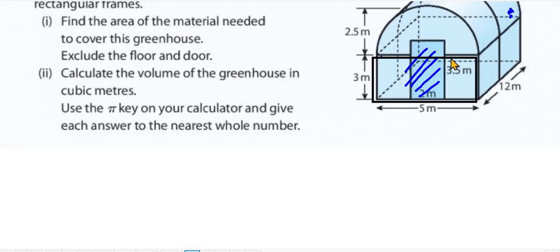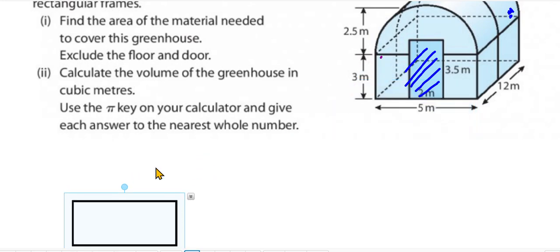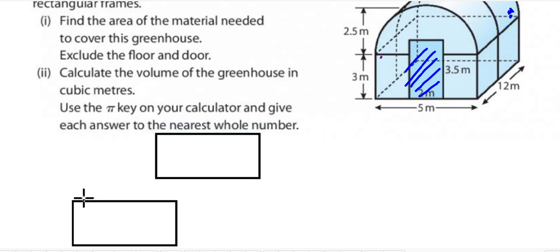Now, come on. There it is. Control D. There's the other one. And what we're going to do is get the volume of this box. Agreed? What is the height of the box?